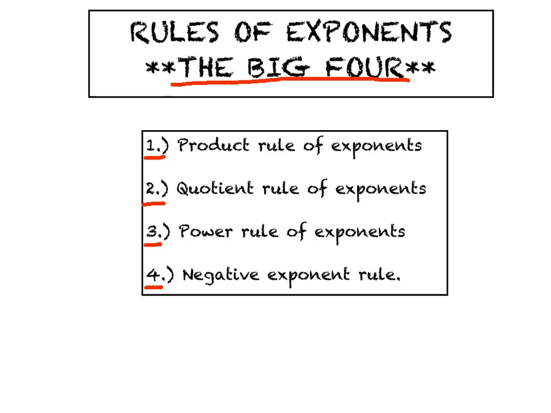It is very possible that you might use all four of these rules to simplify one expression this year. Probably the biggest one that we're going to spend the most time on is the negative exponent rule. I think that's the one that we're going to probably use the most by the time we're all said and done.